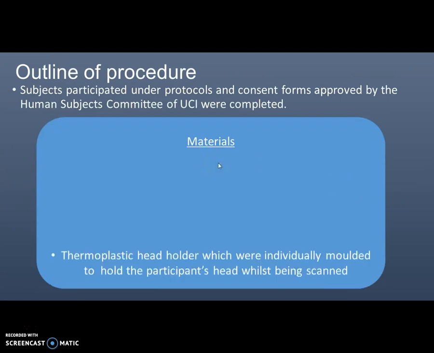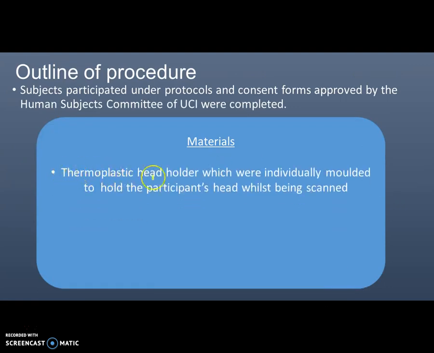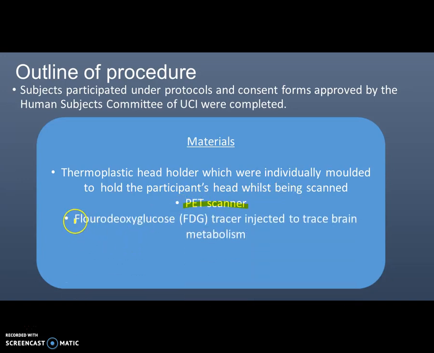Procedure. The materials: a thermoplastic head holder, so something that held their head in place, moulded to the participant's head while they were being scanned; a PET scan; and a fluorodeoxyglucose tracer, FDG as I'll refer to it in future, injected to trace brain metabolism, so that's clinging onto the glucose.